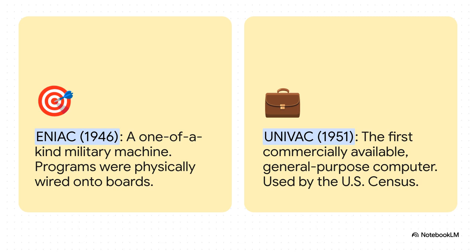And this comparison between ENIAC and UNIVAC is just fascinating, because it shows how fast things were changing. In 1946, ENIAC is this top-secret, one-of-a-kind military machine for calculating missile paths. To change its program, you had to physically rewire it. A mere 5 years later, UNIVAC is a commercial product being installed at the U.S. Census Bureau. That's how quickly computing went from a weapon of war to a business tool.